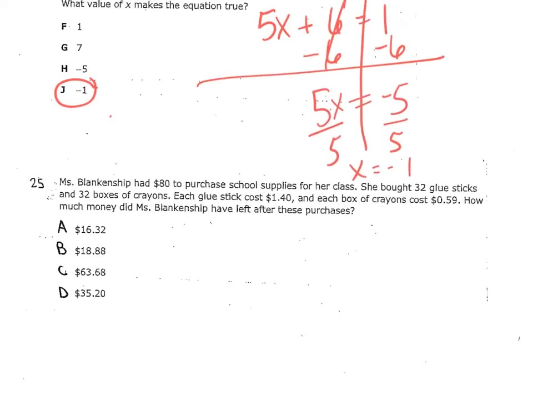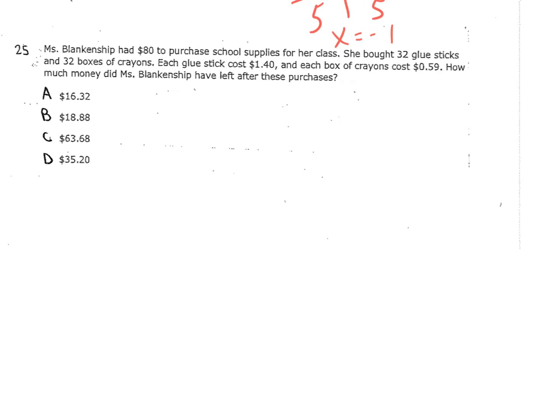Number 25. Miss Blankenship had $80 to purchase school supplies for a class. She bought 32 glue sticks and 32 boxes of crayons. Each glue stick was $1.40 and each box of crayons cost 59 cents. How much money did Miss Blankenship have left? Okay, multiplying decimals and then subtracting. That's what we're doing here. So you're going to say $1.40 times 32 because that's how many glue sticks she bought, right?